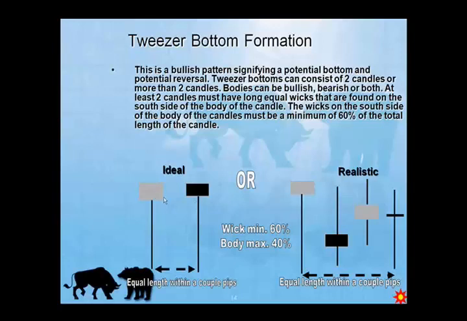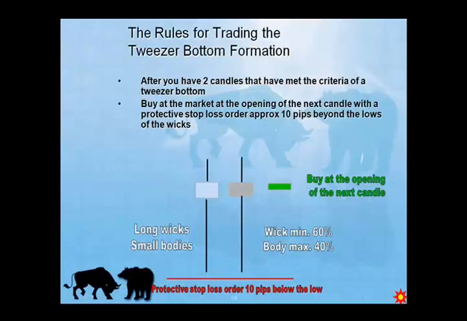Same rule applies. Very little body, a lot of wick, and the wicks almost at the same level, within a couple of pips. This is ideal. This is realistic. There could be several candles below. And you see here, very little body, but the wicks are at the same area. That's a tweezer bottom formation. The rules for the tweezer bottom apply.